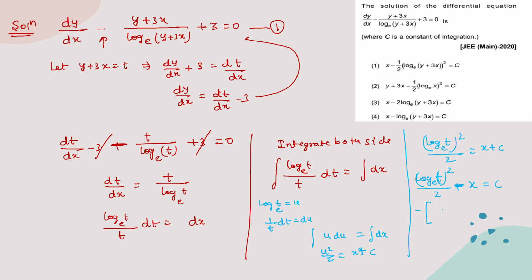Okay, so x minus log of t value we can replace, right? T value was y plus 3x whole square base e upon 2 is equal to c. Now if you take the negative sign out on the right side, it will become minus c only, so minus c is nothing but a constant again, so you can write there c again. So the answer should be what? I think first option should be correct. First option, right?